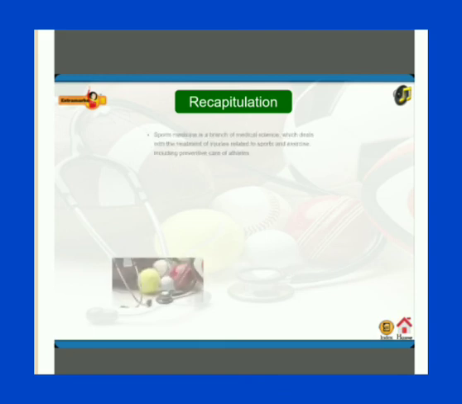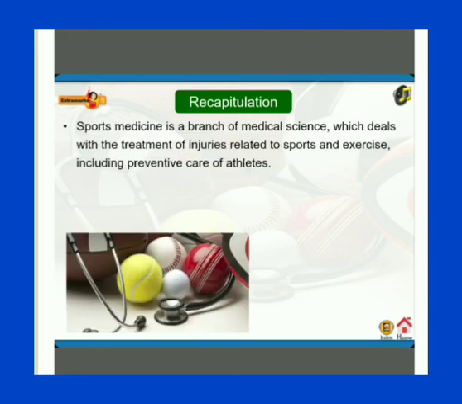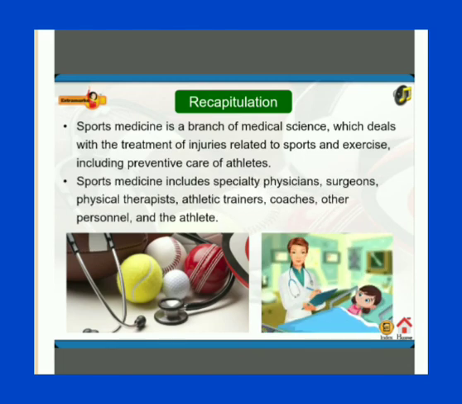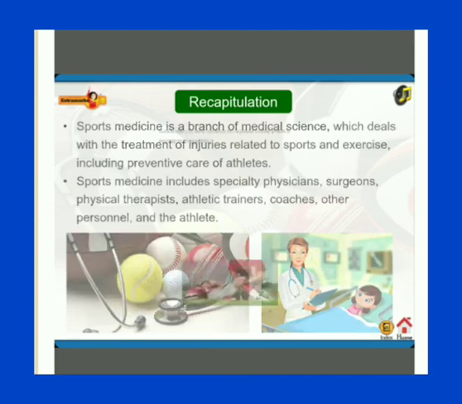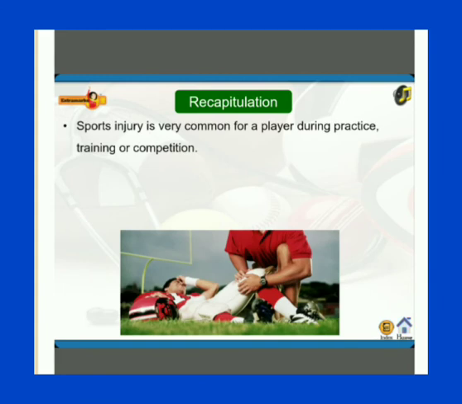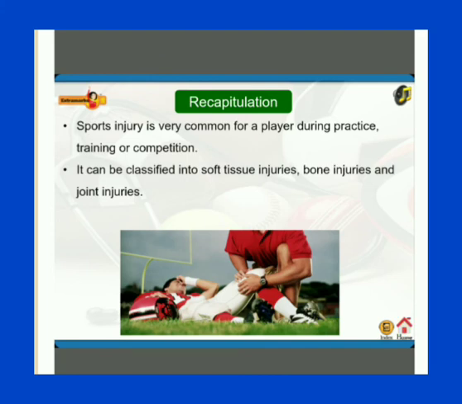Chapter summary. Sports medicine is a branch of medical science which deals with the treatment of injuries related to sports and exercise, including preventive care of athletes. Sports medicine includes specialty physicians, surgeons, physical therapists, athletic trainers, coaches, other personnel and the athlete. Sports injury is very common for a player during practice, training or competition. It can be classified into soft tissue injuries, bone injuries and joint injuries.